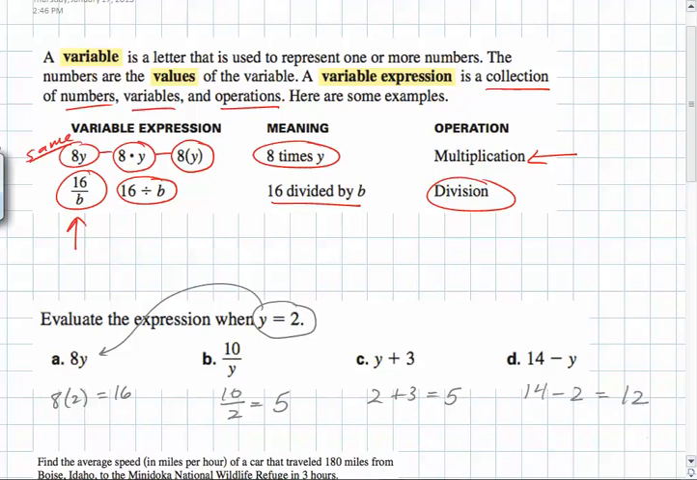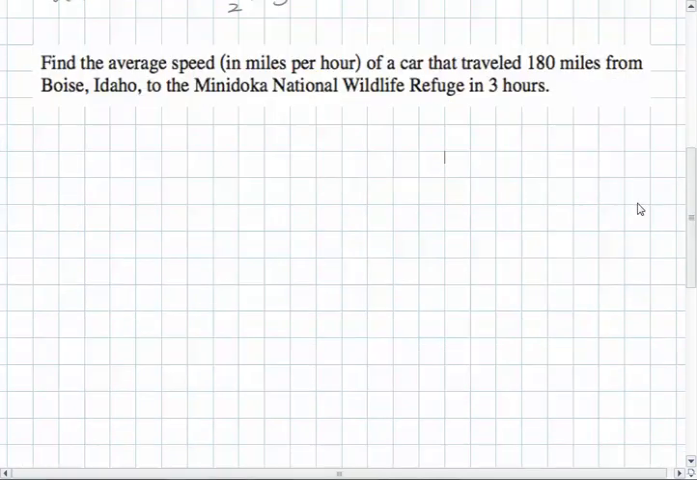So all we're doing is plugging in the known value for the variable in for where the variable is inside the expression. And remember that a variable expression is a collection of three things. It can have numbers, variables, and operations in it. You're not always going to be given a straightforward equation that you can evaluate. Sometimes you're going to have to take words and translate them into a variable expression.